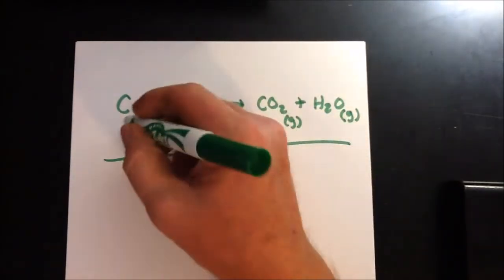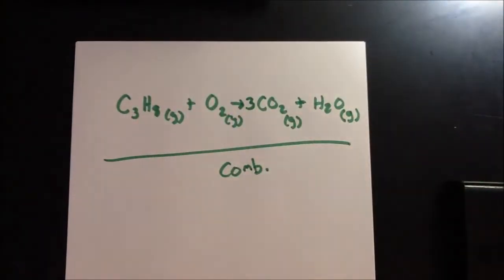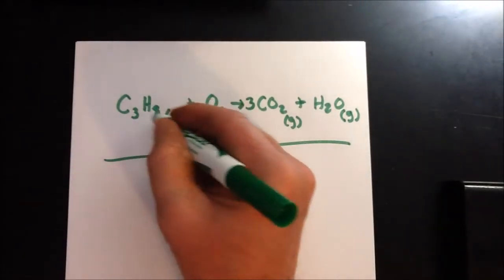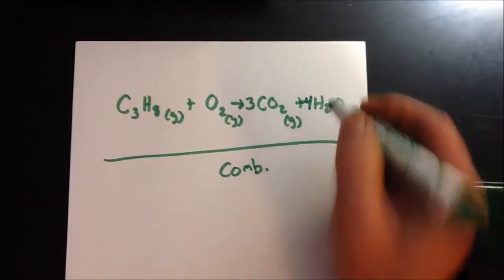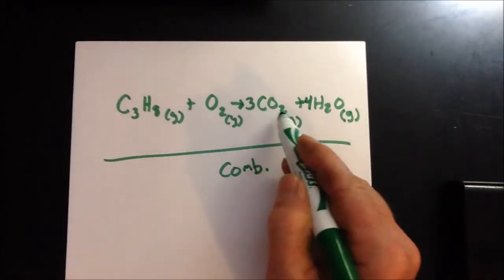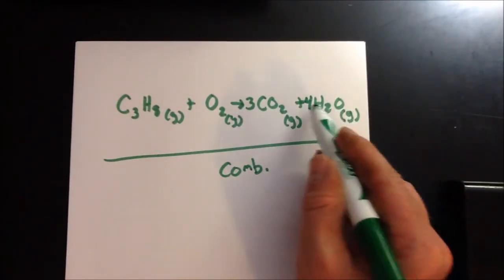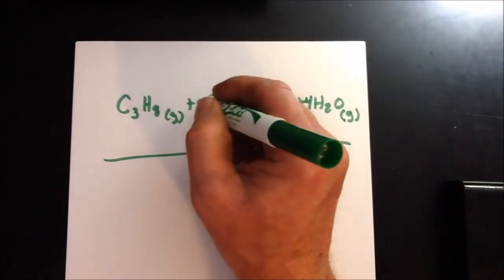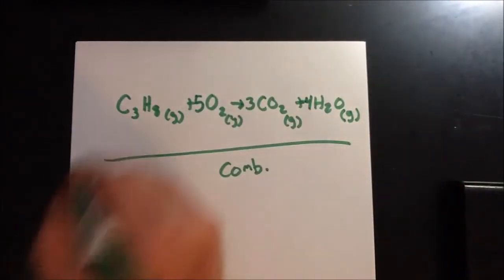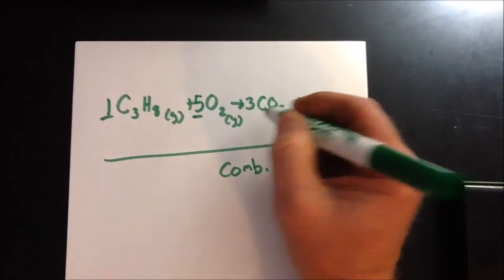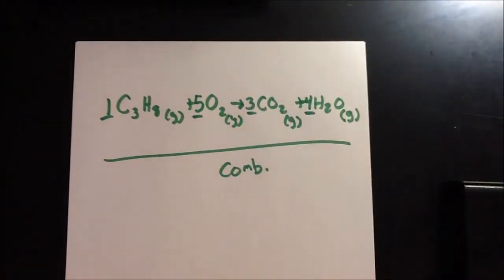And to balance this equation, 3 carbon, put a 3 in front of the CO2, 8 hydrogen, 4 in front of the H2Os, and I've got 3 times 2, which is 6 oxygen, plus 4 times 1 is 4 more. 6 plus 4 is 10, so I need a 5 there. So it's 1, 5, 3, 4, and that balanced equation is, once again, the same as my net ionic equation.